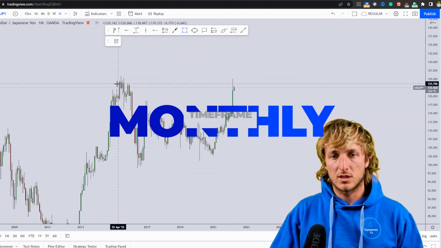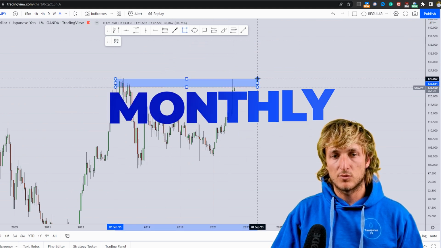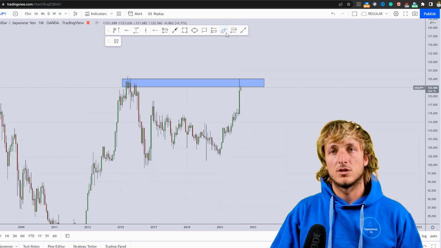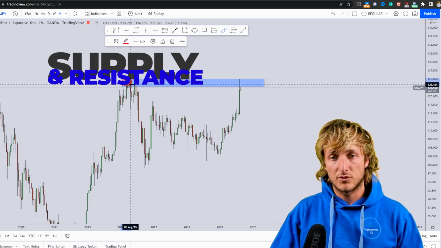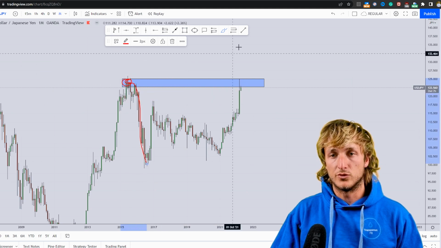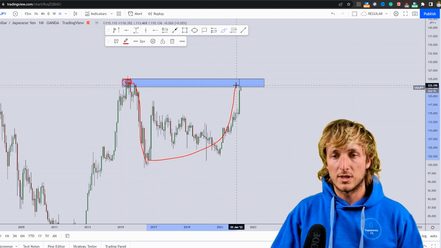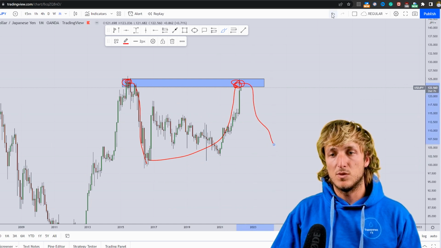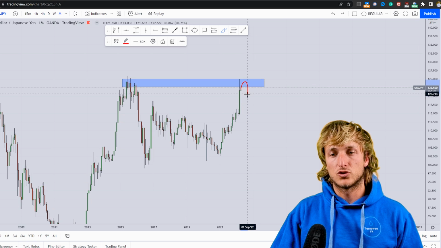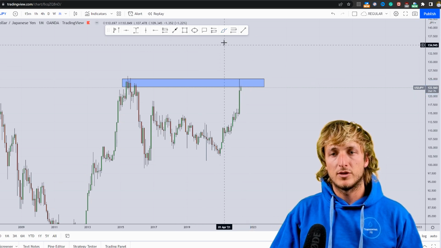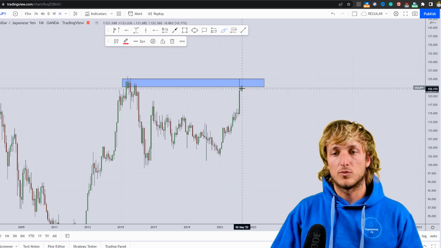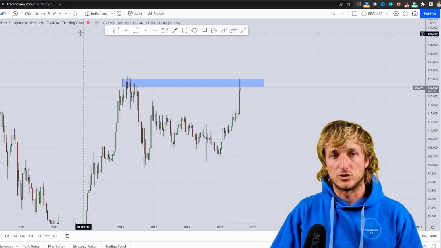Now, starting from the monthly, what we can see is that we have just approached an incredibly strong level of supply and resistance. In fact, exactly from here, the market started all this move to the downside. At the moment, we are once again testing this exact same level, from which there is definitely the possibility to see at least a short-term rejection to the downside. So here on the monthly, everything seems quite bearish for a potential short-term correction.